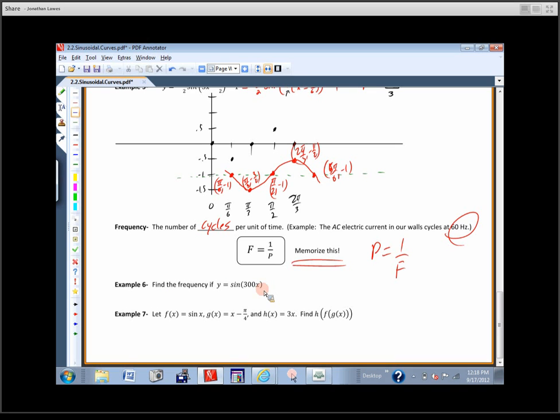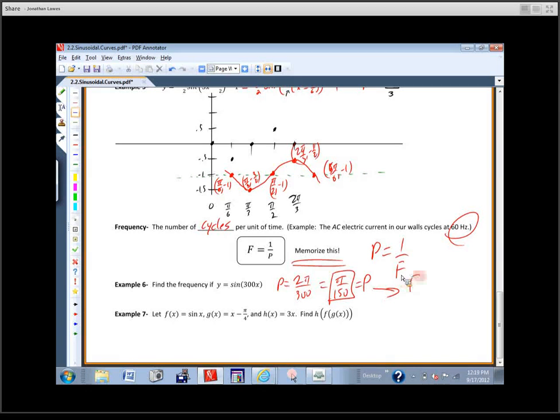All right, well, let's see. If you want to find the frequency, it helps to know the period. So the period on this one would be, what's the normal period? 2 pi divided by 300. So the period is pi over 150. Okay, that is the period.